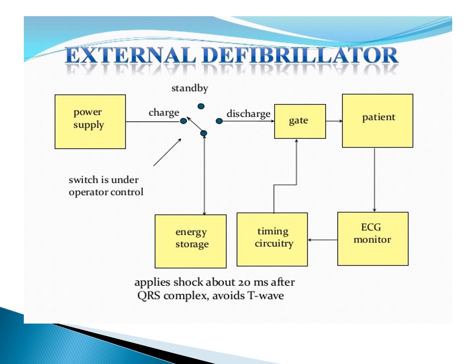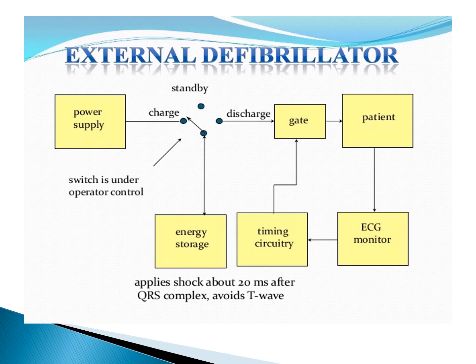So coming to the external defibrillator, it starts from the power supply. The power is delivered once we press the charge button. After charging, we keep it on standby, and we switch it under operational control, and for the energy storage we select how many joules, depending upon the type of arrhythmia. We select from 50 to 350, 400.